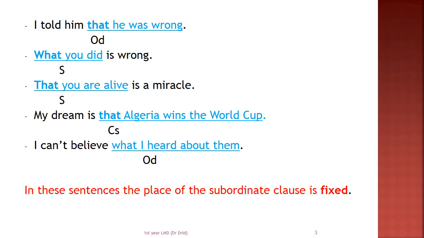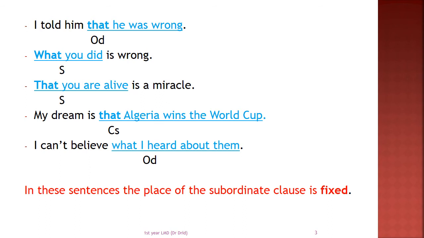"My dream is that Algeria wins the World Cup." Is is a linking verb and it is followed by a complement. What is my dream? It is that Algeria wins the World Cup. So this subordinate clause is always here. It cannot be shifted to another position. It functions as a subject complement.